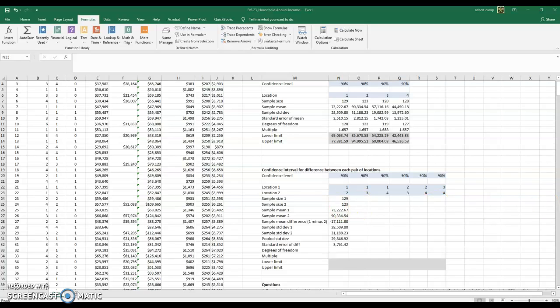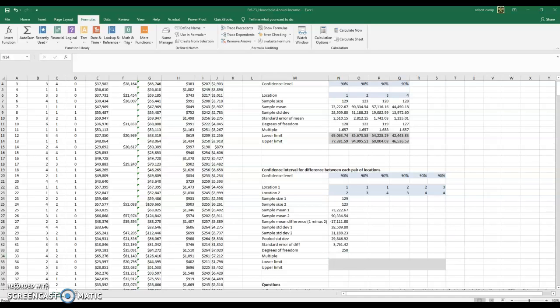3,761. So the last two things to do are to calculate our T alpha value and the number of degrees of freedom. Degrees of freedom is just my first sample size plus my second sample size minus 2. So we have 250 degrees of freedom. And now we will calculate my T value.